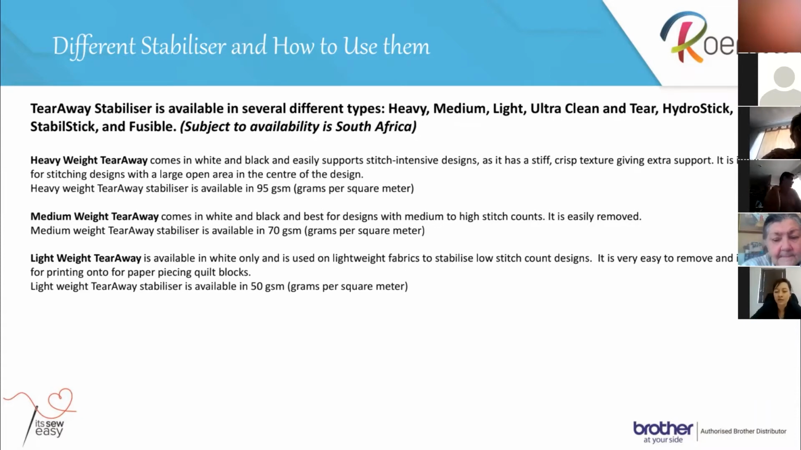But it is still a nice stabilizer to use, especially when you're doing those overalls for the men on the mines. Then the heavyweight stitch and tear works great. So the medium weight tearaway comes in black and white, and it is available in a 70 GSM.